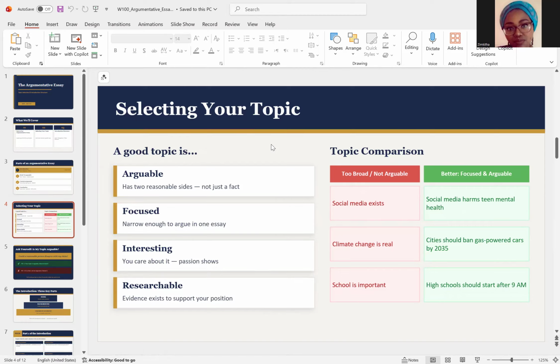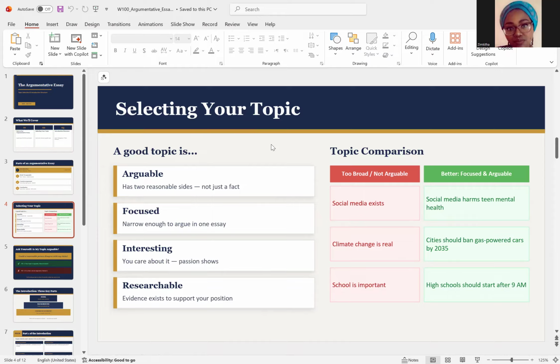For example, online learning is beneficial for university students. That is a very good topic in terms of arguability because it's got two sides. Some people will agree with you, others will disagree with you. That's number one. Number two, it needs to be focused.